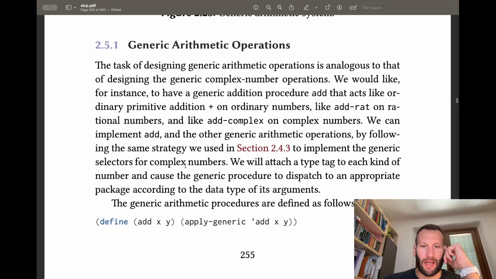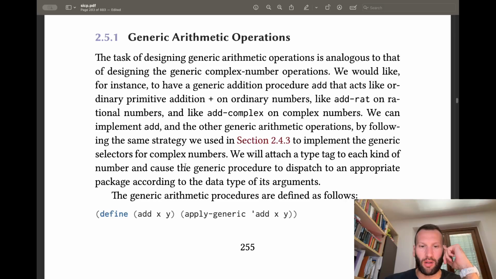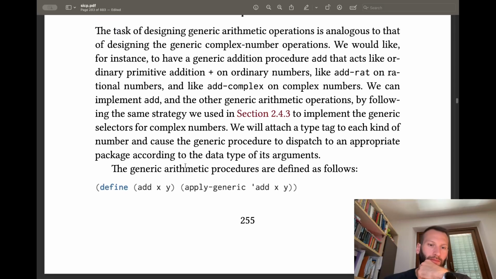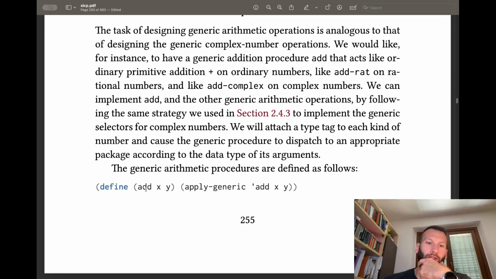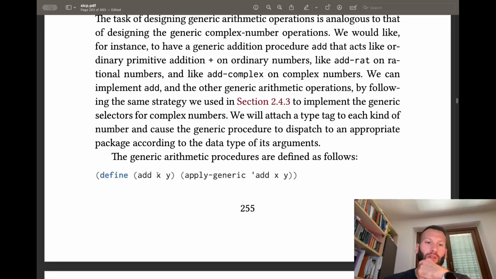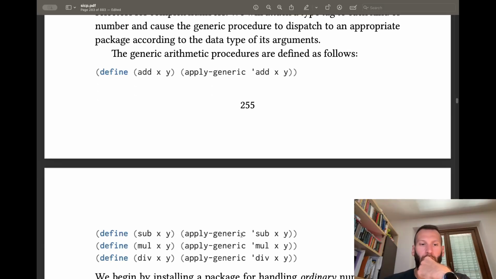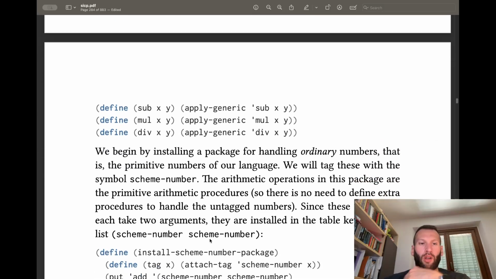The generic arithmetic procedures are defined as follows. So here we define this procedure. It takes two numbers, x and y, and we have this apply-generic, add, x y. Do the same for sub, mul, and div.